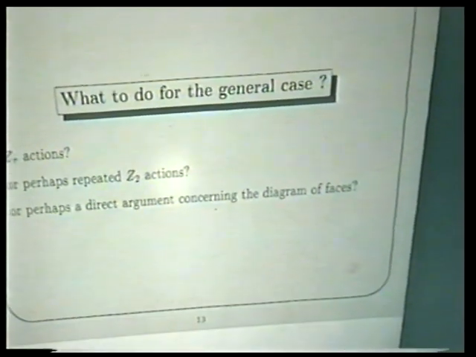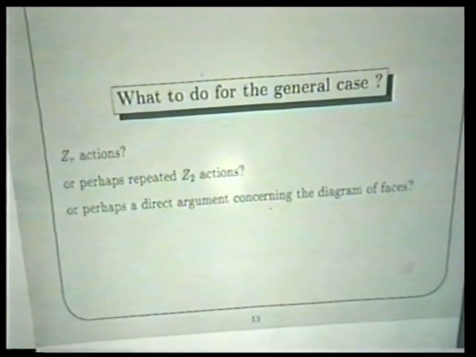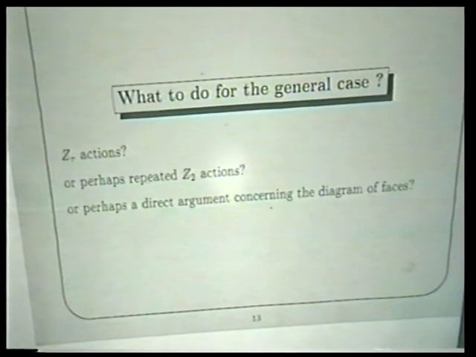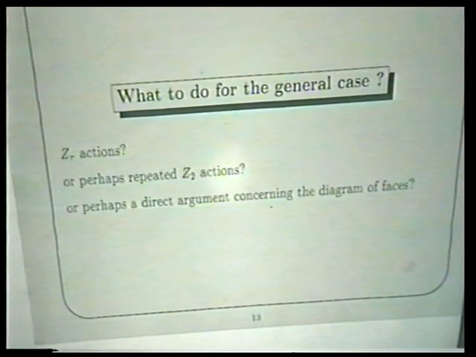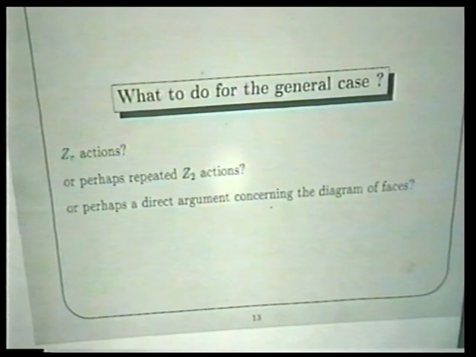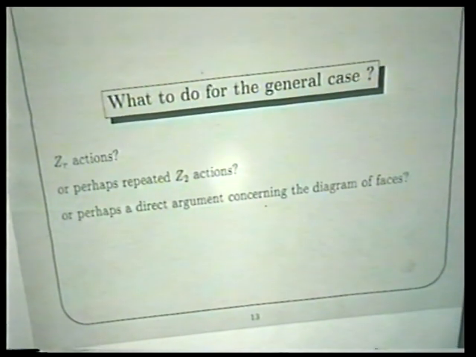It's not even clear that you have to look at a Z_r action. You can present the problem by some repeated Z_2 action. It's not even clear that you have to look at actions at all. You can regard it as some statement about the diagram of faces of a simplex and apply topology directly there. In any case, nobody knows what to do. So your suggestion is as good as any.